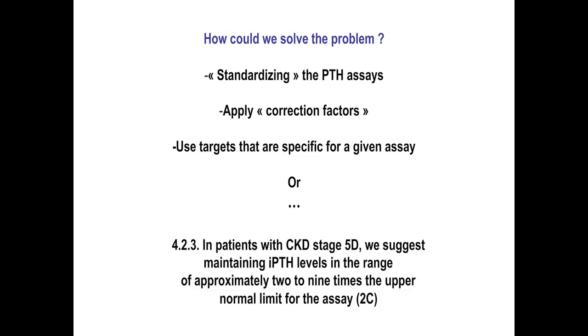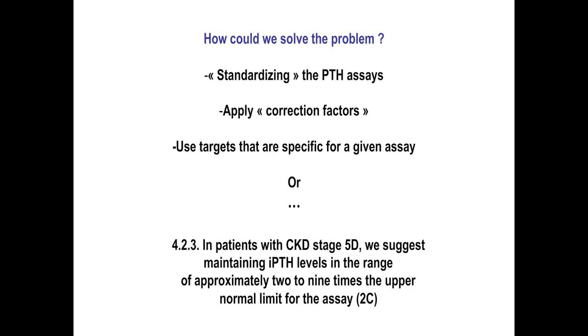So should we try to apply correction factors and try to get everybody more or less within the same ballpark of this? And that may be helpful. Or should we just try to define the targets that are specific for a given assay? And that would require that the clinical labs report which assay they're using. And as you know, that's not always done, although as we'll say towards the end, that's a particular goal of some of the nephrology societies.